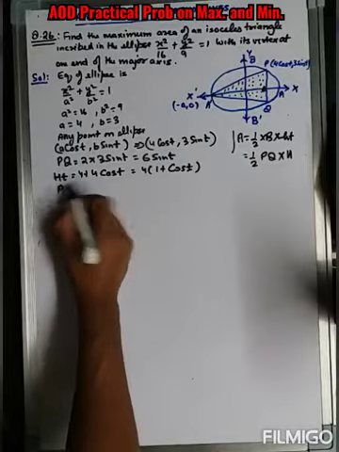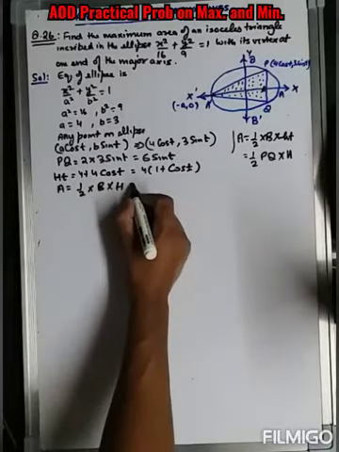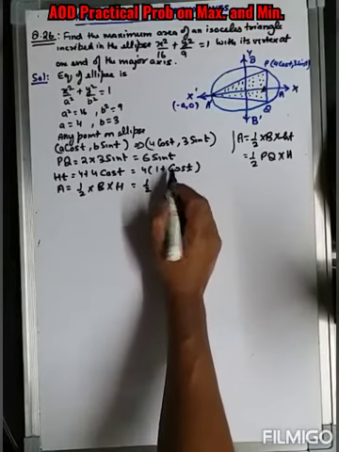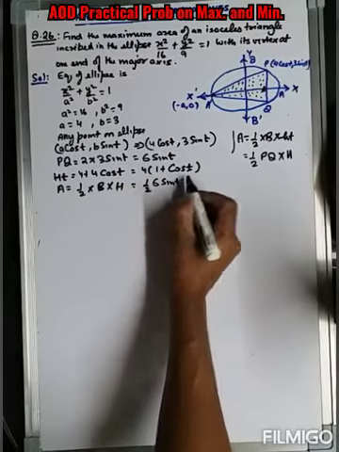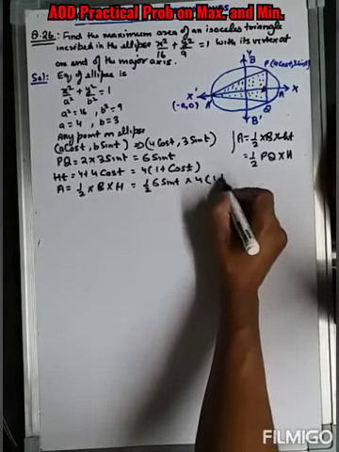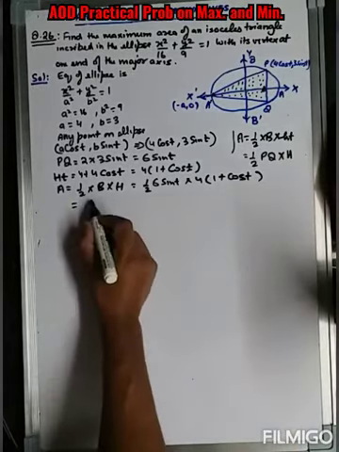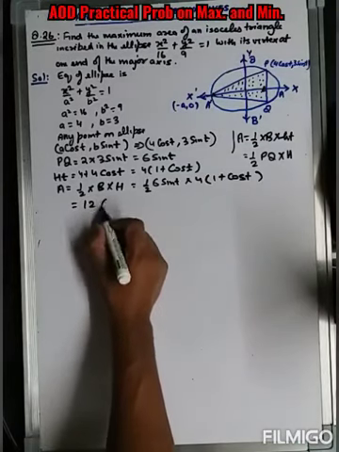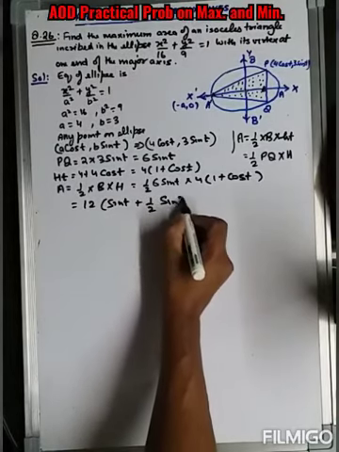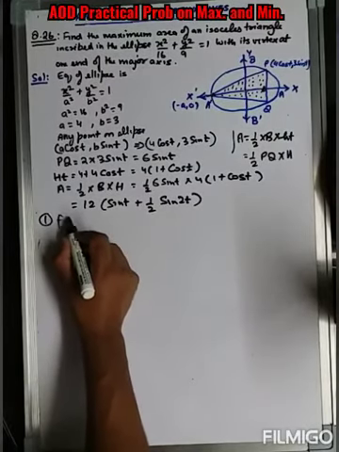Now find the area by applying the formula half into base into height. The base we found is 6 sin t, into the height, which we found as 4 times 1 plus cos t. On solving further, we are getting 12 times sin t plus half sin 2t. Now the first step is to differentiate this value.